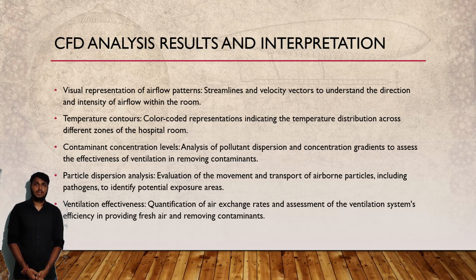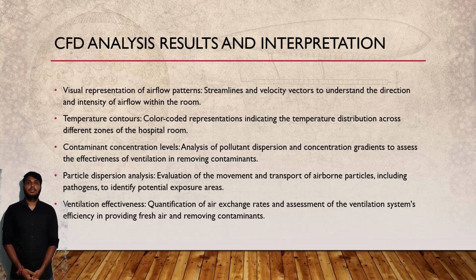Airflow patterns. Streamlines and velocity vectors help us understand the direction and intensity of airflow within the room. We can identify areas of stagnant air or inadequate air circulation. Temperature distribution. Color contour plots allow us to see the temperature distribution across different zones of the hospital room. This allows us to identify areas with temperature variations that may impact patient comfort and healthcare workers' productivity.